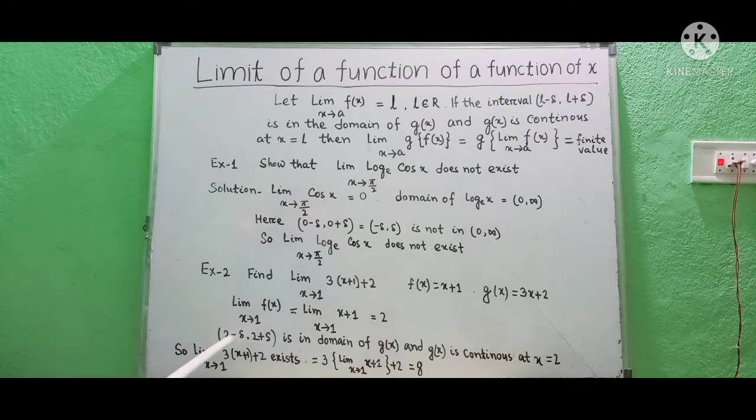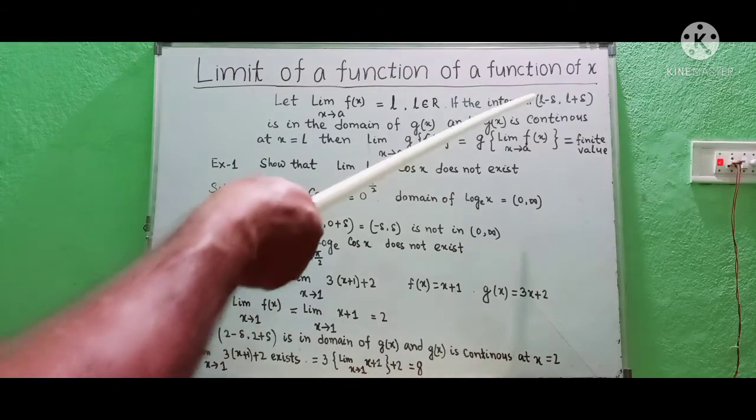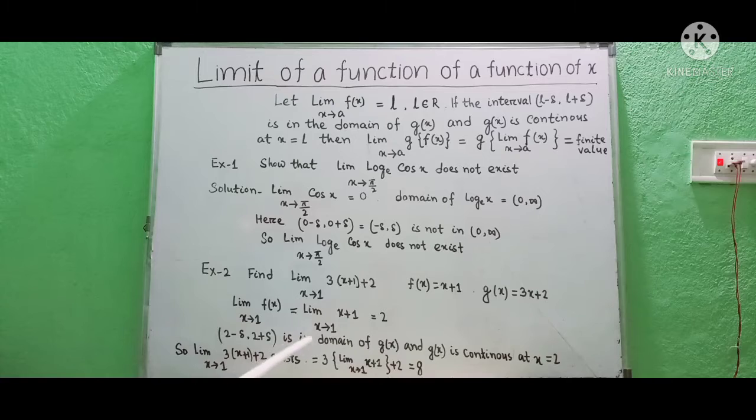Now the open interval (2 minus delta, 2 plus delta) is in the domain of g of x. g of x is 3x plus 2, and its domain is the real number set R, so this interval is in the domain of g of x. And g of x is continuous at x equal to 2.